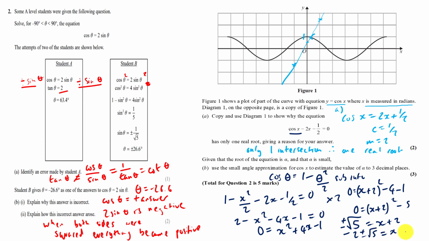But do it to 3 decimal places. So x equals 0.236 and x equals minus 4.236. But look at the diagram, that's your right one, and minus 4 is not a solution. So that is your correct answer.